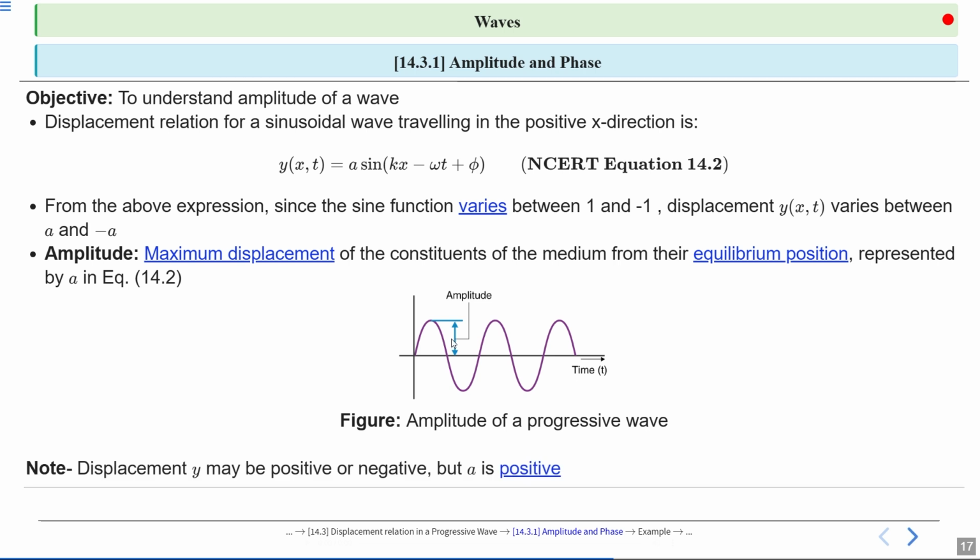It's important to note that while the displacement y can be positive or negative depending on the position and time, the amplitude a is always a positive value. Amplitude only tells us how far the wave moves from the center, not the direction.